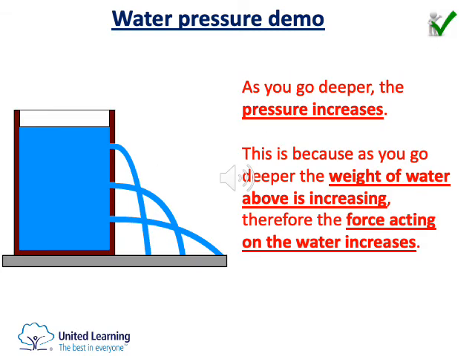So the answer is, as you go deeper, the pressure increases. This is because as you go deeper, the weight of water above is increasing, therefore the force acting on the water increases, so the water that's shooting out of the lowest hole is being shot out further, isn't it?